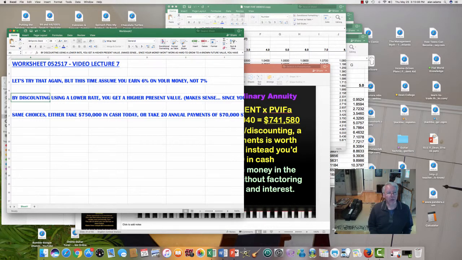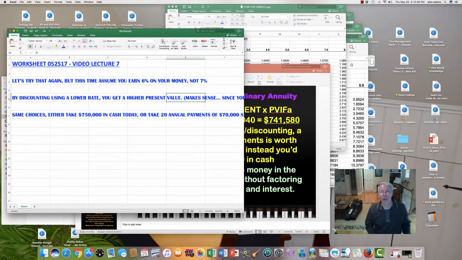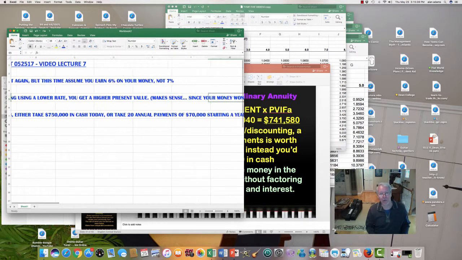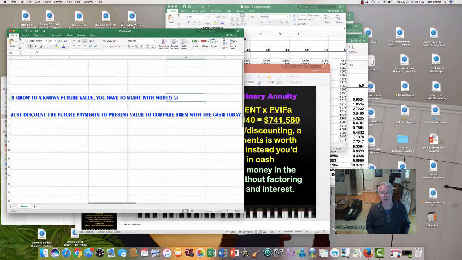I put a thought in here. By discounting using a lower rate, you get a higher present value. Why higher? Well, it makes sense. Because if your money isn't working quite as hard, your money's only working at 6% instead of 7%, then to grow to a known future value, you've got to start with more. The greater your interest rate, the less you can start with because your money works harder for you. This is the opposite. Your rate is lower, so you need to start with more to get to that amount in the future. So I spelled all that out for you.